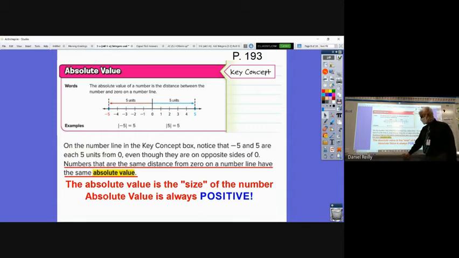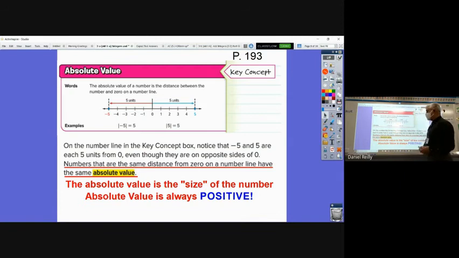Yes? You said 5 and -5 are 5 units away from zero. Correct. They're just going in opposite directions, but they're the same distance away. It doesn't matter what direction, it's just how far away it is. What is the size of the number?